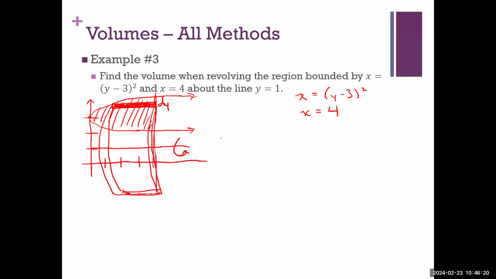So setting up shell method, from y equals a to y equals b of 2 pi, radius, height, what is the radius of these shells?